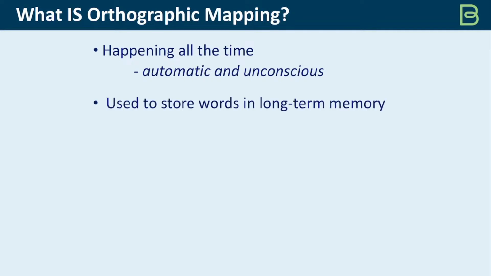So we know orthographic mapping is used to store words in long-term memory. Skilled readers have an extensive orthographic lexicon. That's what Kilpatrick calls it. And they develop automatic processing.